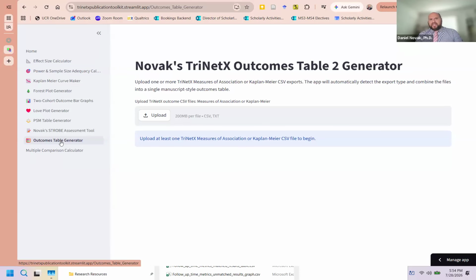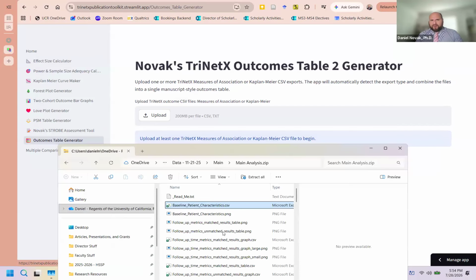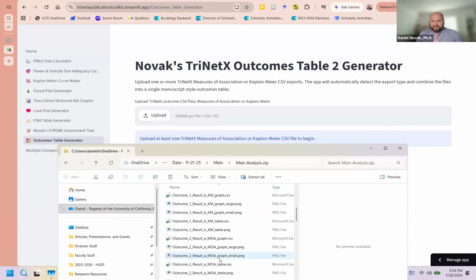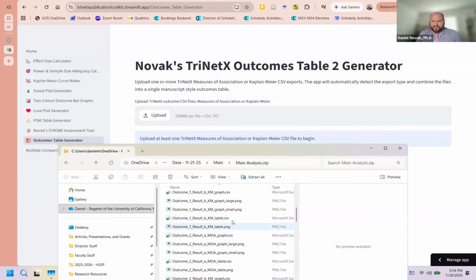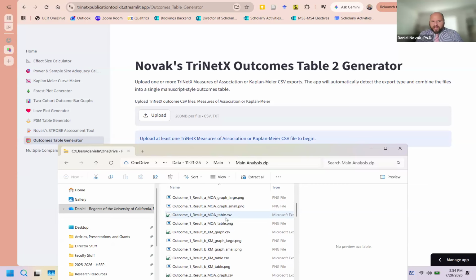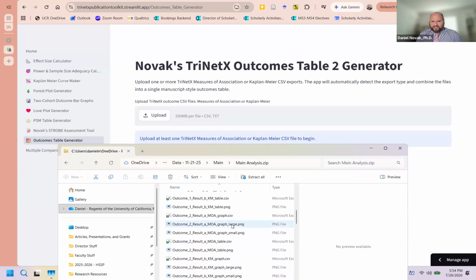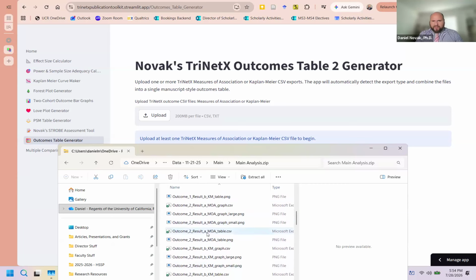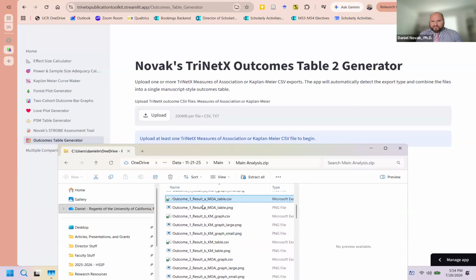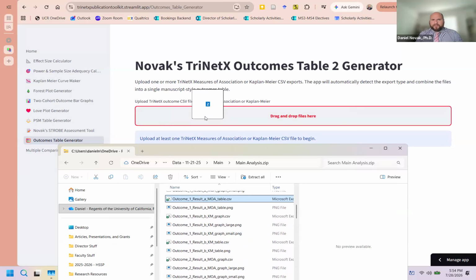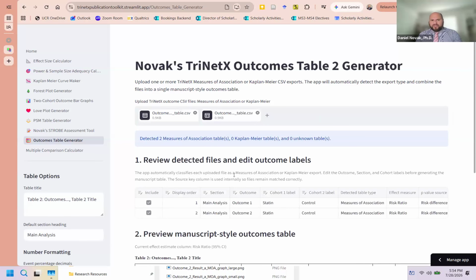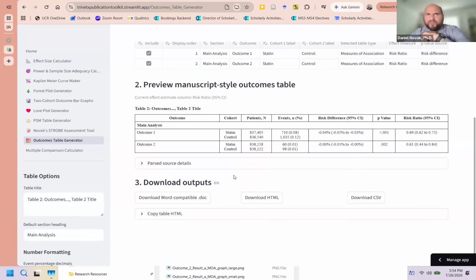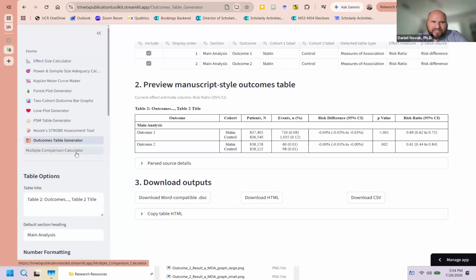You can also, again, I want to call attention to this outcome generator where you can use your outcomes from, let's say I'm going to take my measures of association table 1 outcomes there and my measures of association table outcomes for 2. You can drop these in here. And instead of having to manually create your outcomes tables, this will, just like the propensity score match tool, automatically create for you a really nice clean table that you can paste into your manuscript with accurate values every time.